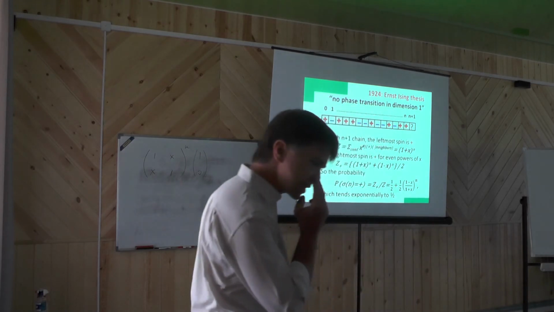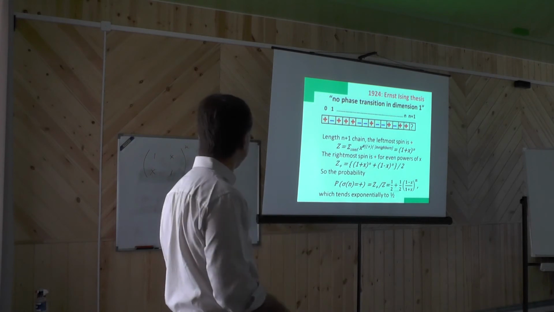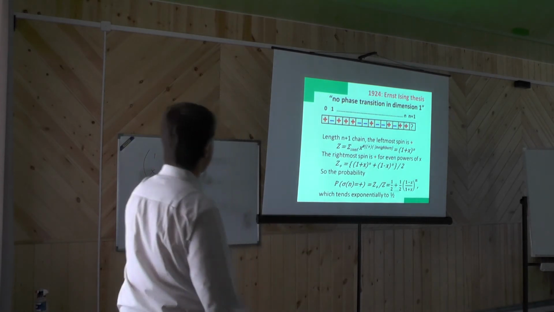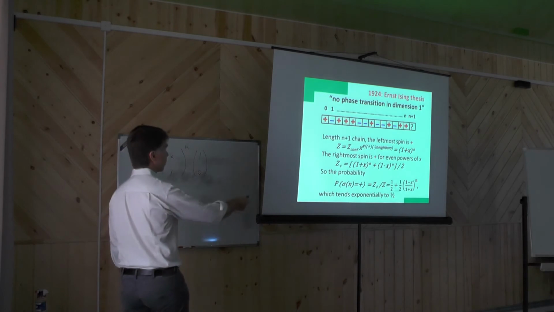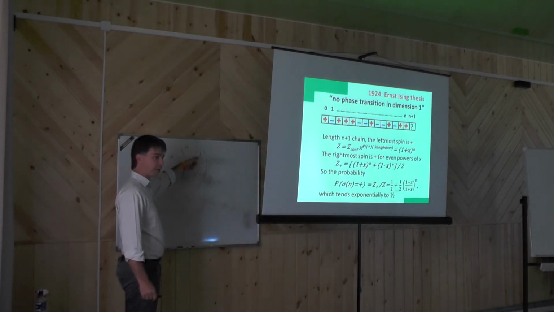So this is not exactly what Ising did, this is an easy combinatorial explanation. What he actually did was observe that we start with the left square, where we have plus with probability 1 and minus with probability 0.